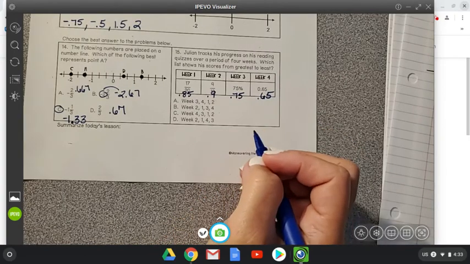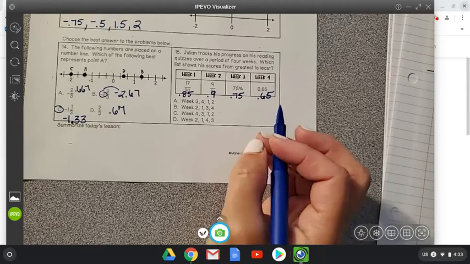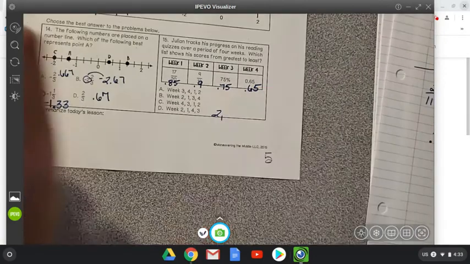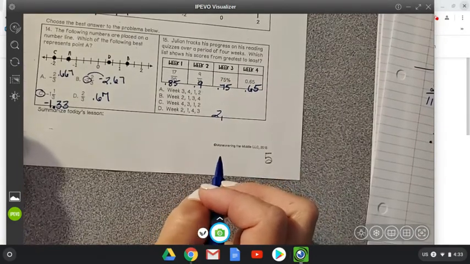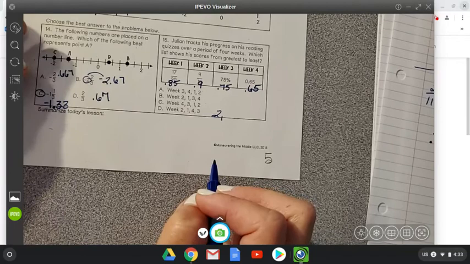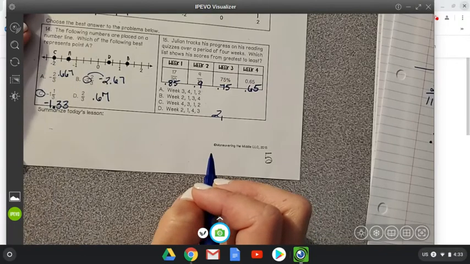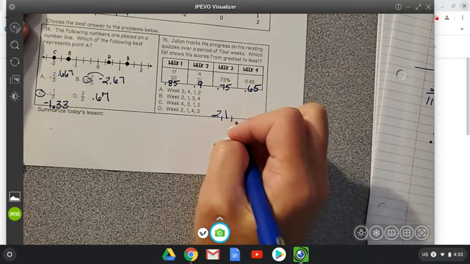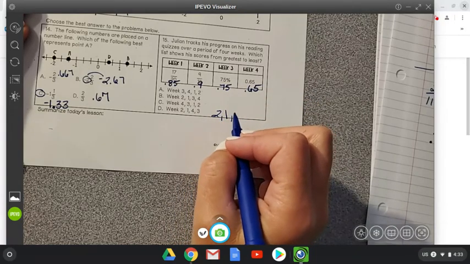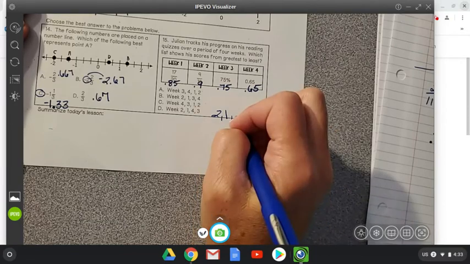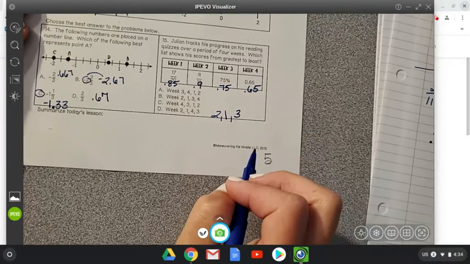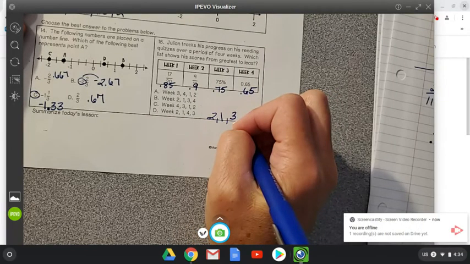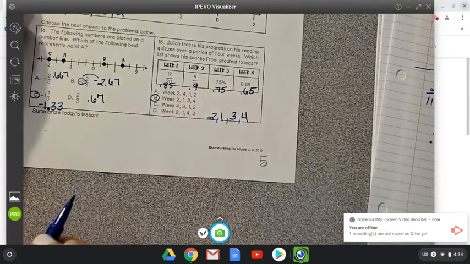All right, so if we are going to order from greatest to least, 0.9 is the biggest, so that would be week 2. And next would be week 1. Next is 0.85. And then is week 3 at 0.75. And the least is 0.65, so that would be week 4. And so we're looking for 2, 1, 3, 4, which is B.